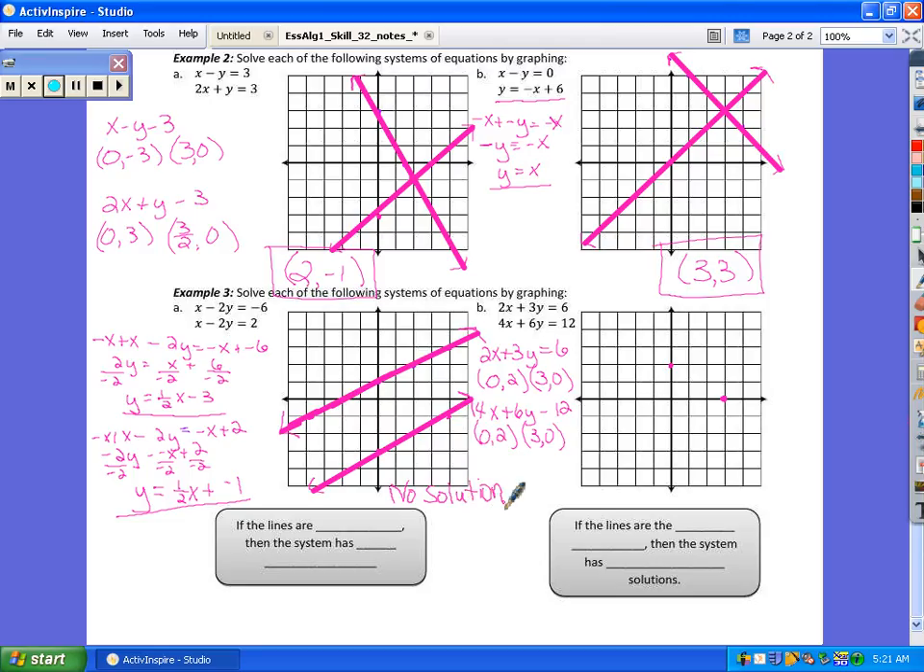So if we go down and fill in the gray box, if two lines are parallel, then the system has no solution.